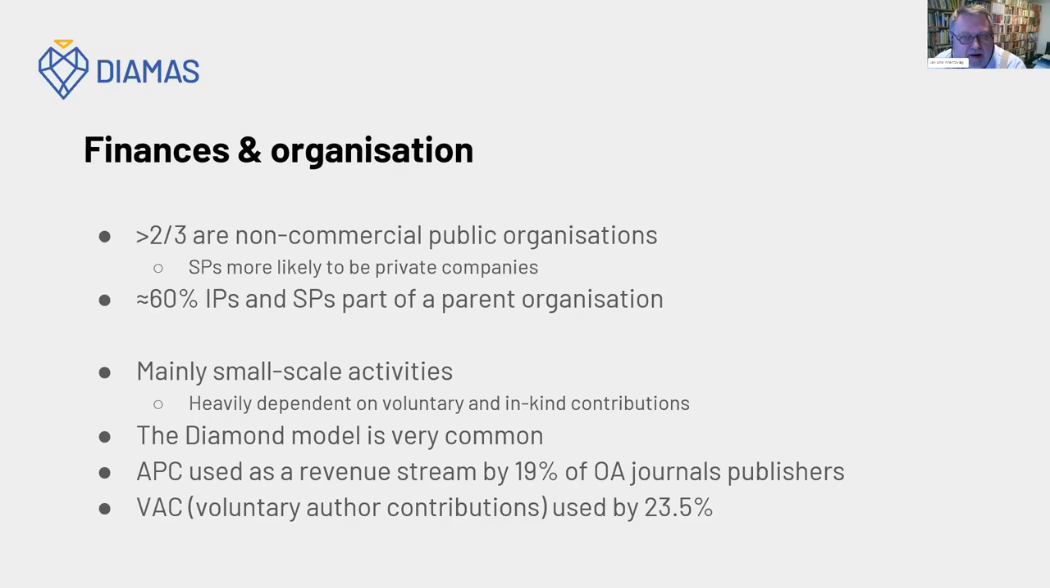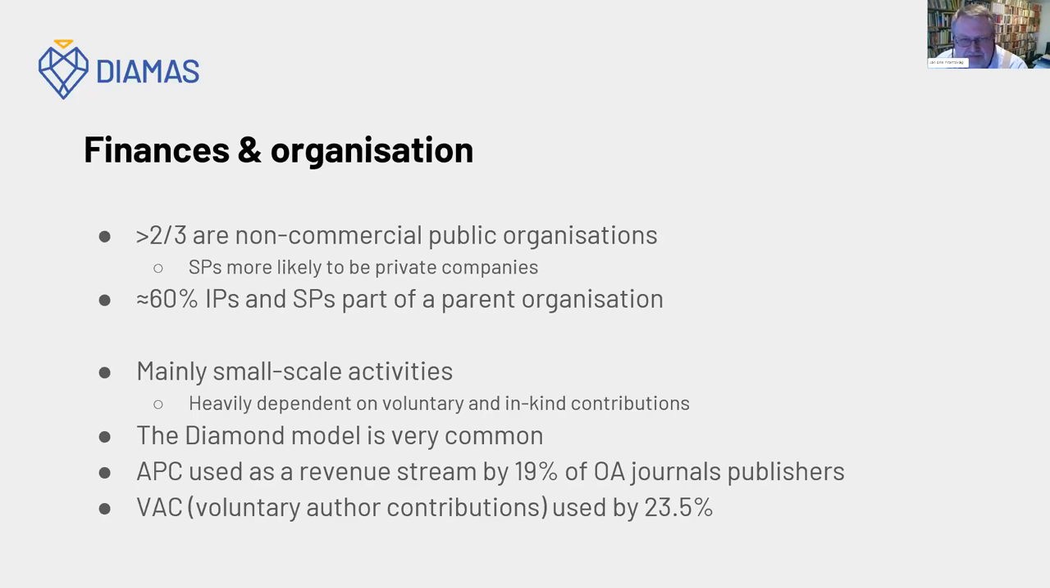Finances and organizations: two-thirds are non-commercial public organizations, and of course, service providers are more likely to be private companies. Many of them do services against a fee. They're commercial companies earning money from services. Roughly 60% are part of a parent organization. They mostly perform small-scale activities, heavily dependent on voluntary and in-kind contributions, which means that you can have a problem if you're successful, because the success doesn't bring you added resources.